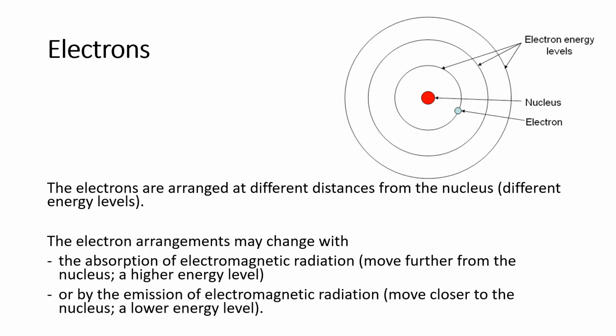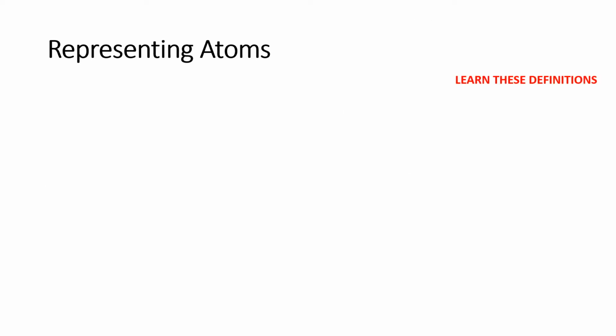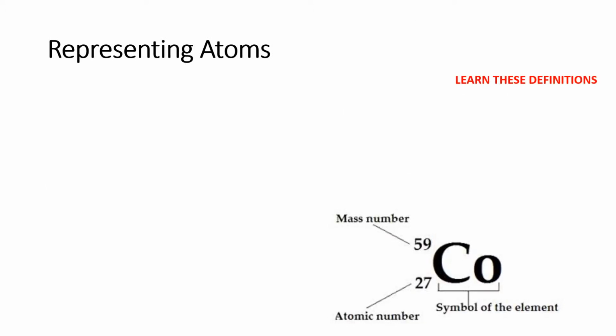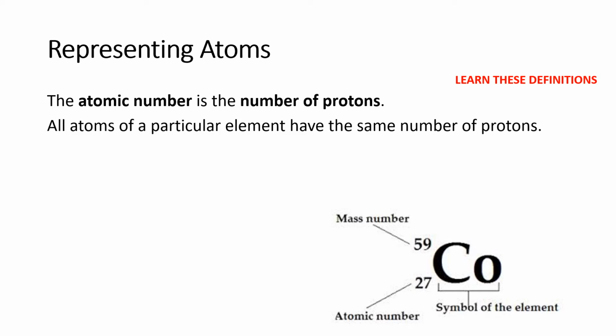The electrons are arranged at different distances from the nucleus. The electron arrangement can change if it absorbs electromagnetic radiation, which allows the electron to move further from the nucleus and up an energy level. Or it can emit electromagnetic radiation, and it falls down to a lower energy level and moves closer to the nucleus. We represent atoms with an atomic number and a mass number.